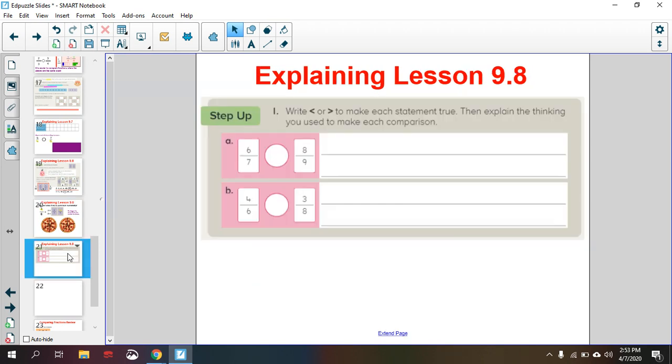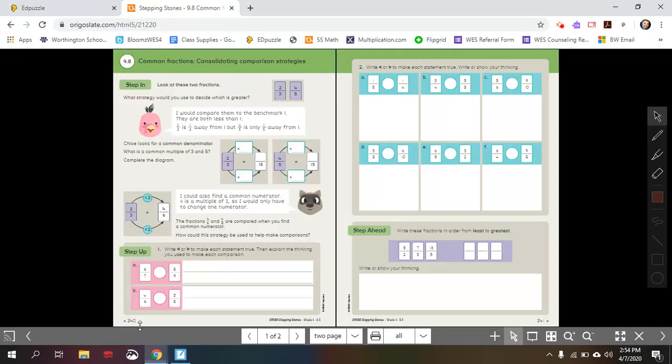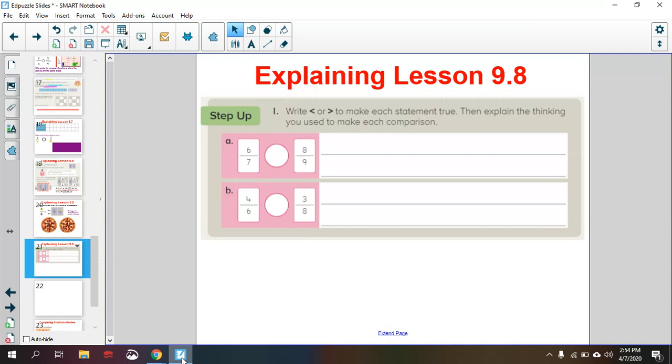Okay, and if we look down to the last part on page 340, yep, 340. It's asking you to write your greater than or less than to make the statements true, and then they want you to explain how you did that. Well, for A, notice the denominators aren't the same and the numerators aren't the same, and really they're not that related in the sense where I could only change one. So A might be one of those problems where you want to find a common denominator.